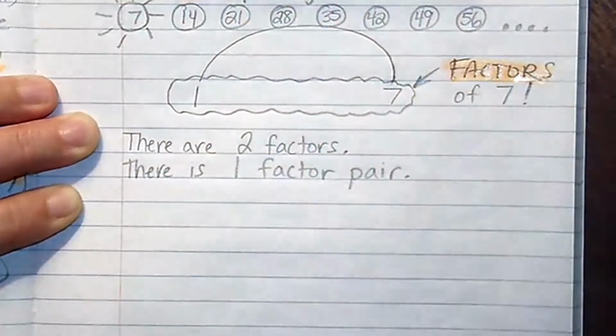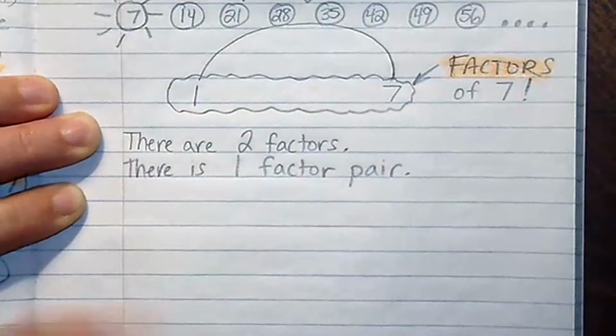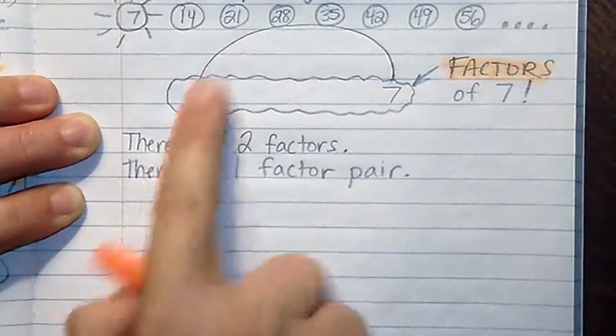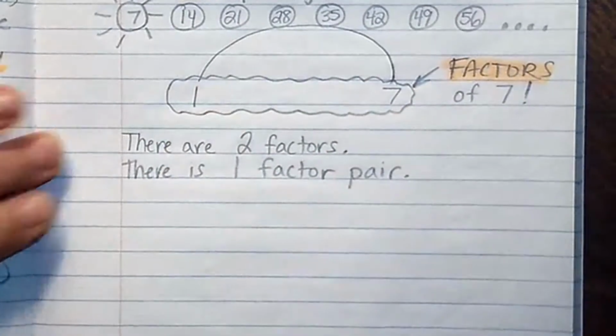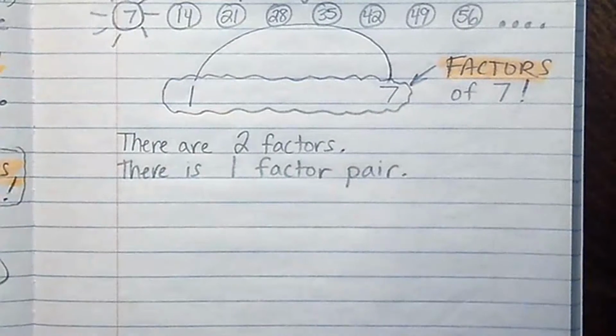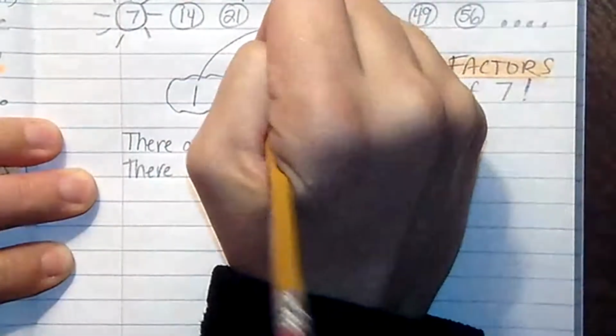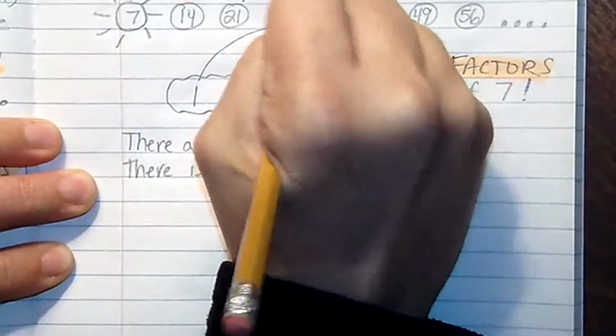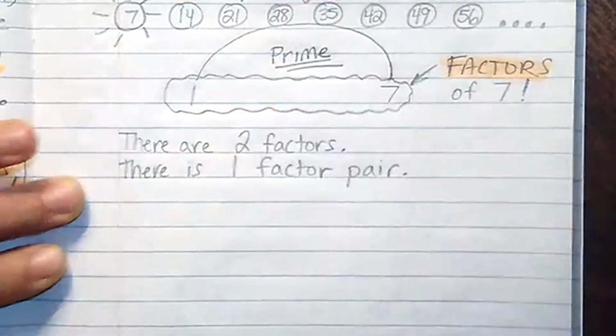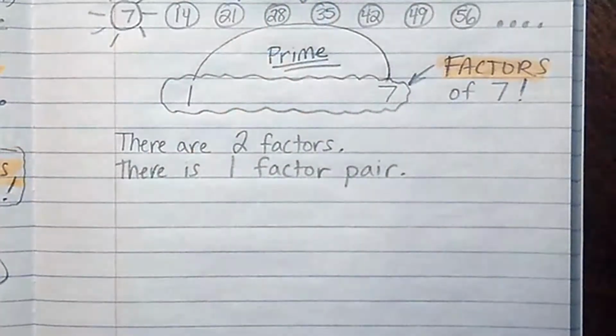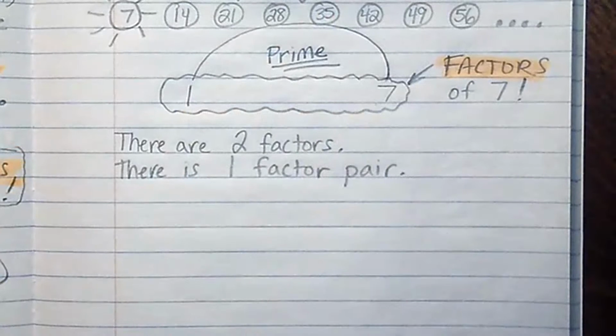And how many factors did we have in this example? Only 2 factors, 1 and itself. So this number has a very special name. This is called a prime number. I'm going to write it inside my rainbow. A prime number only has 2 factors, 1 and itself, nothing else.